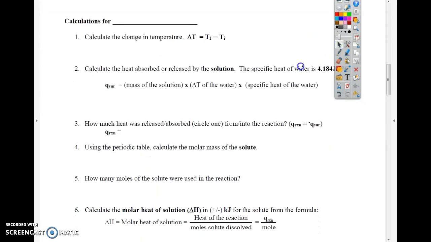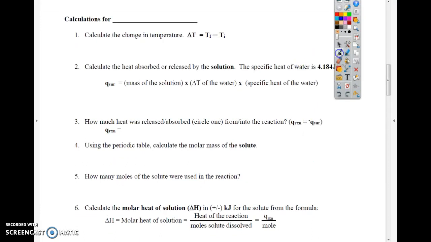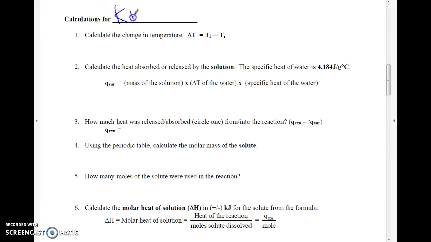Now there's two pages that look exactly the same, and it's because you're going to do the calculations for the two solids that you do in the lab. So for me, I'm working with potassium fluoride, so that's what I'm going to write up here. Now it says calculate the change in temperature. Remember, whenever you're doing this stuff, you always have to show all of the work. So it's 26.8 degrees Celsius, subtract out the initial temperature, which is 21.3 degrees Celsius. That gives you that change of 5.5 degrees Celsius.